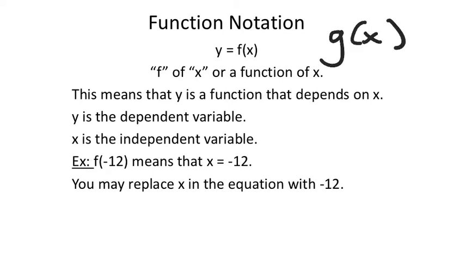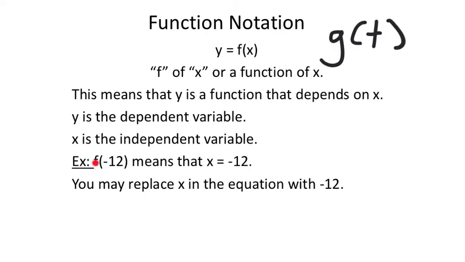But again, it still reads the same, g of x. They may not even use x, they may use t. And then you've got g of t, okay? So this is telling us that y is a function that depends on x. Y is the dependent variable, x is independent, meaning it just is all by itself, and the y will change based on whatever the x value represents or is.